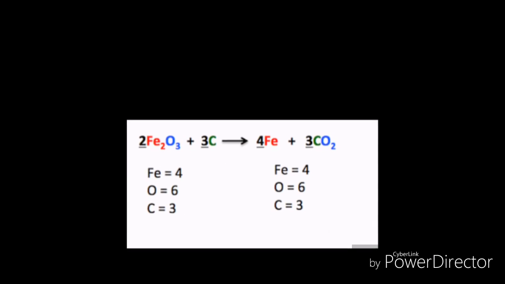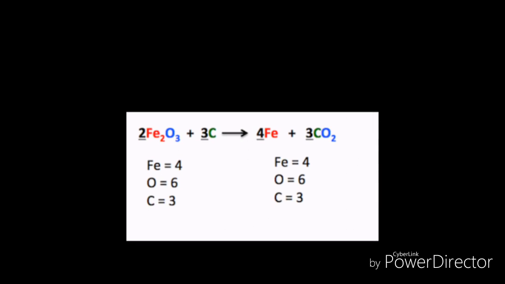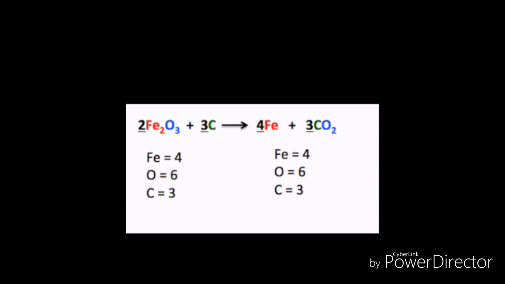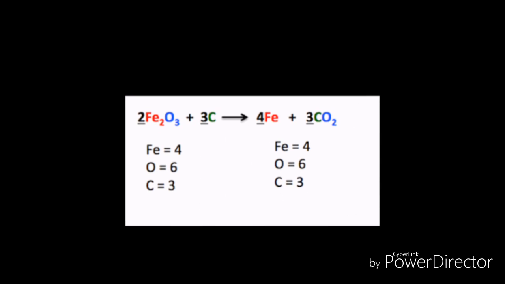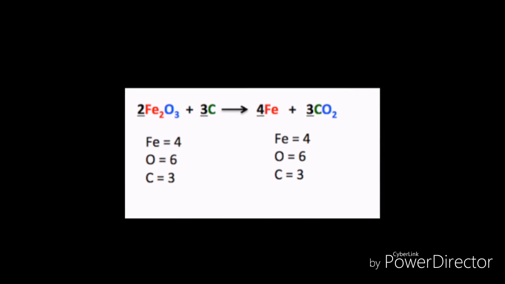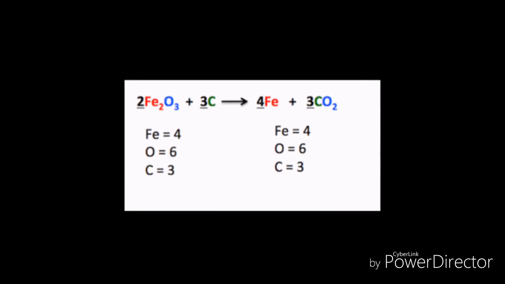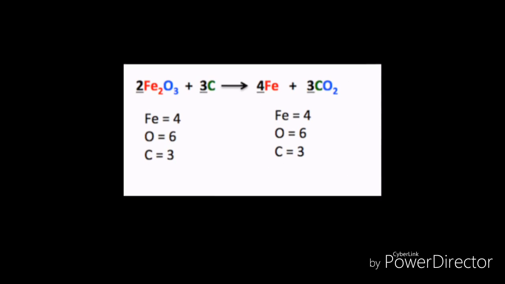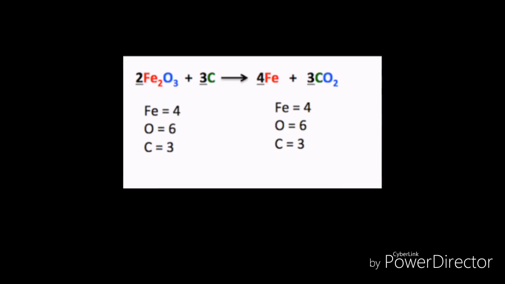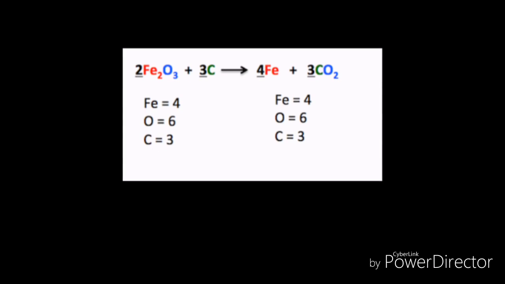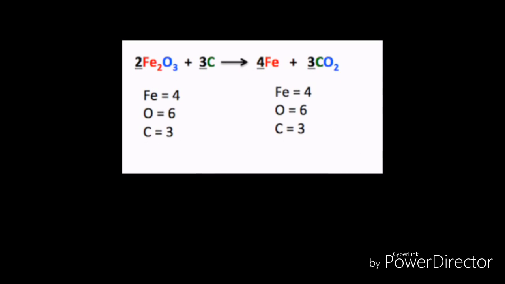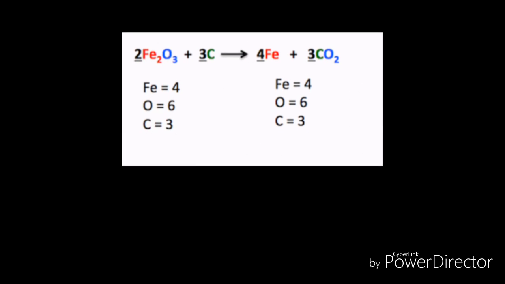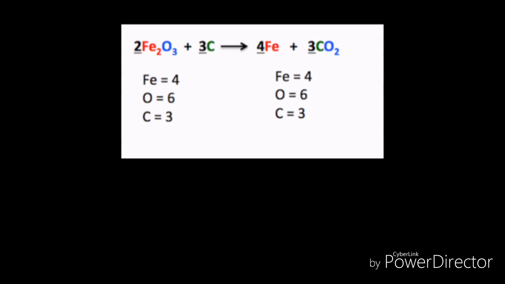Now that the oxygen atoms are balanced, we need to balance the iron atoms. To do this, we need to put a coefficient of 4 in front of iron on the product side. Now that the iron atoms are balanced, we can balance the carbon atoms. We do this by putting a coefficient of 3 in front of C on the reactant side. The chemical equation is now balanced.